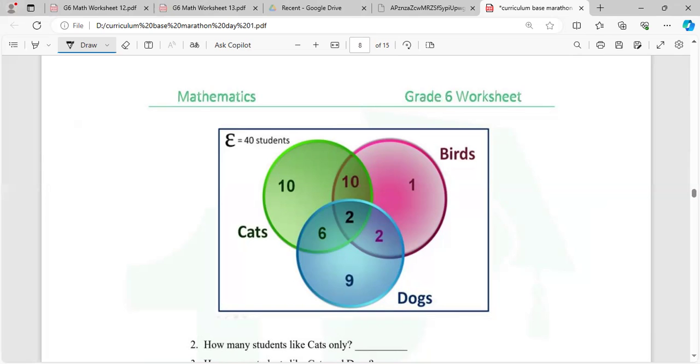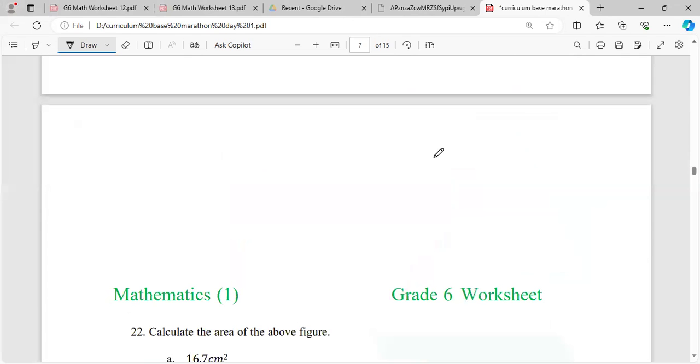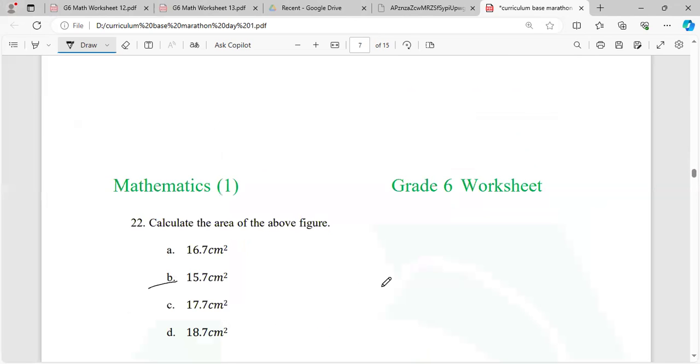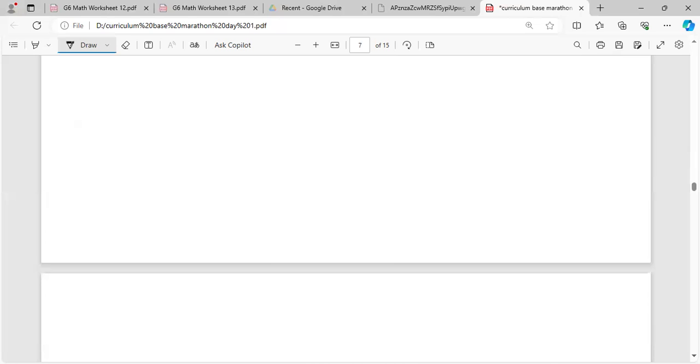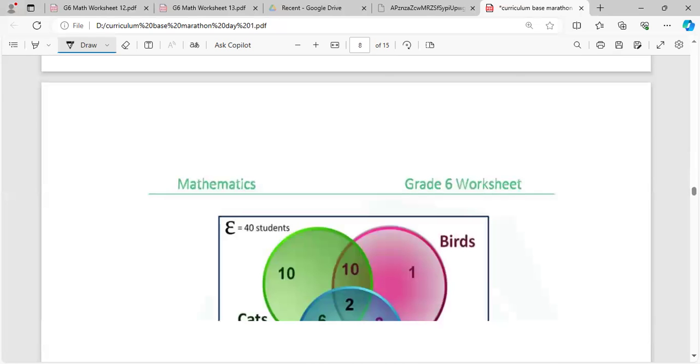Alright guys, let me go back up and choose the option. I didn't choose it. It was 15.7, because I got the answer already, sir. Yeah, I know. So it's B. That one is B. I probably can send out the PDF file. Alright, let's look at this one now.